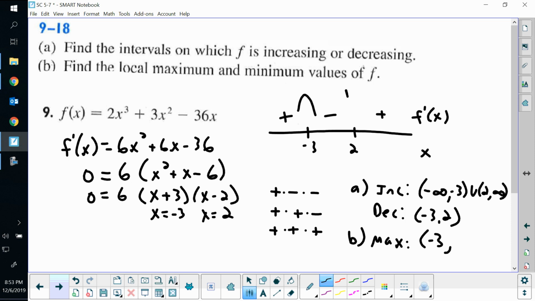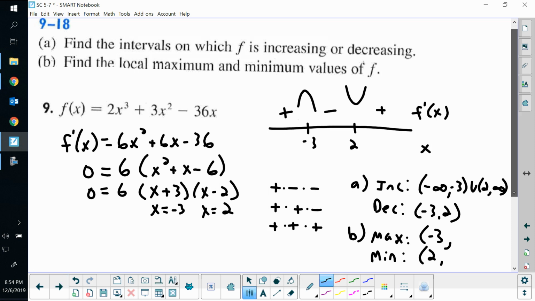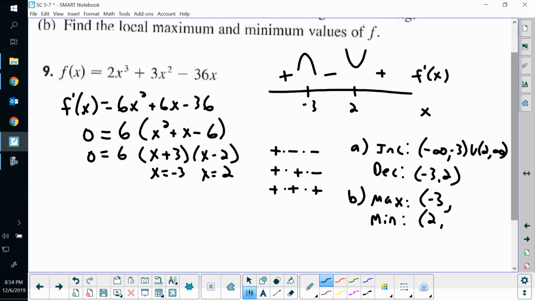At 2, we go from a decrease to an increase. So therefore, that is a min. And that's happening at 2 comma something. Now maxes and mins are points on the actual function. So when we go to find these values, they are y values, so they're on the actual function.